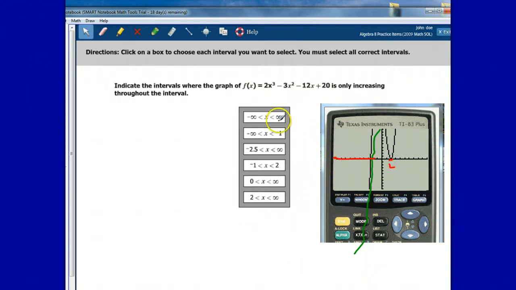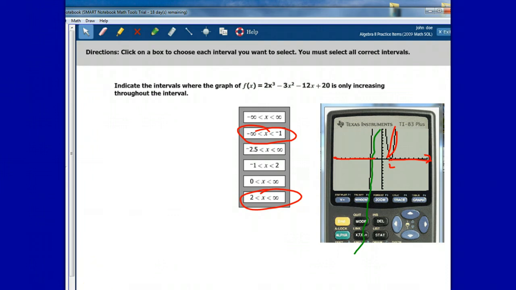Okay, so that's what I'm interested in. 2.5 is not right, but I would pick right about there. So I would pick this one. That's increasing, and then again it'll increase from here on. As X starts going up, it's going to be from 2 to infinity. So those are the two places where the graph is going to increase.